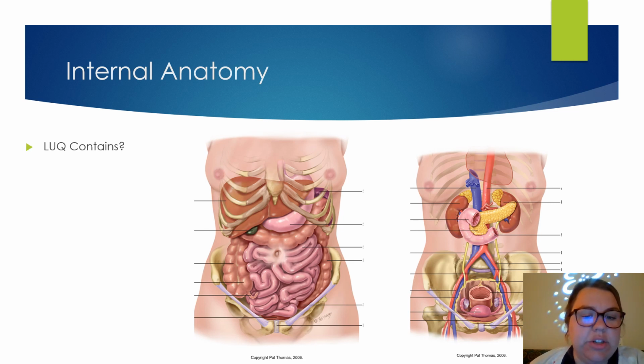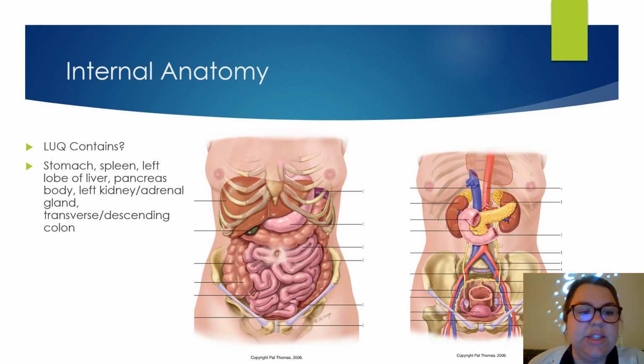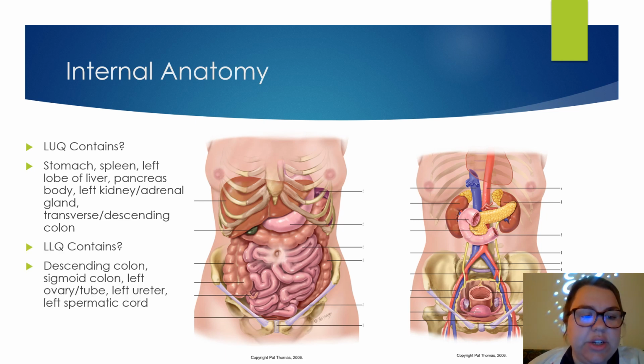The left upper quadrant, what does that contain? That contains your stomach, your spleen, the left lobe of your liver, the pancreas body, the left kidney and adrenal gland, the transverse and descending colon. Your left lower quadrant has your descending colon, your sigmoid colon, the left ovary, ureter, and spermatic cord.